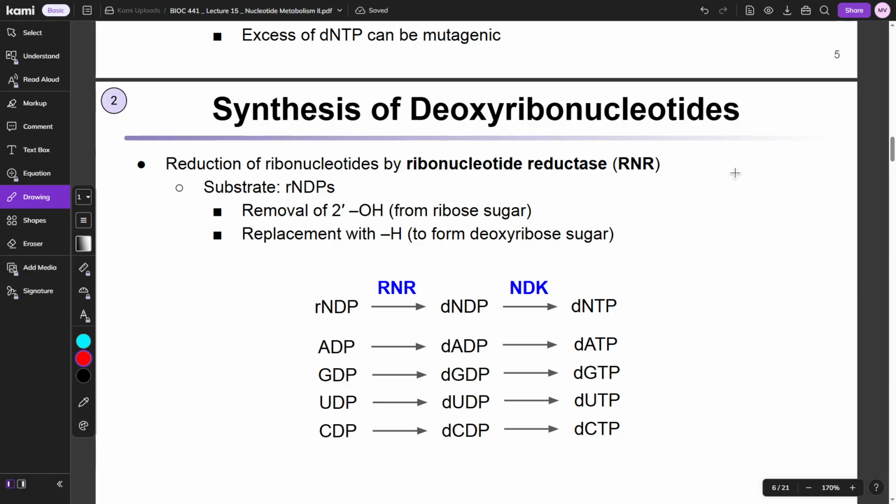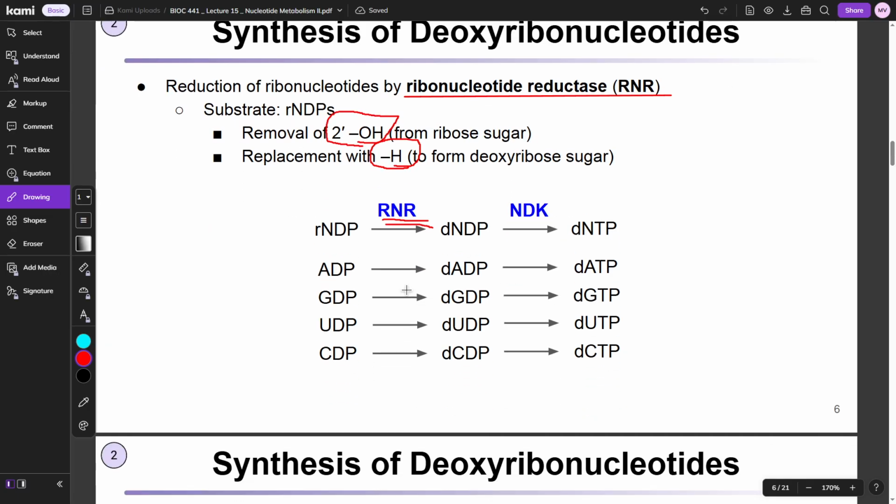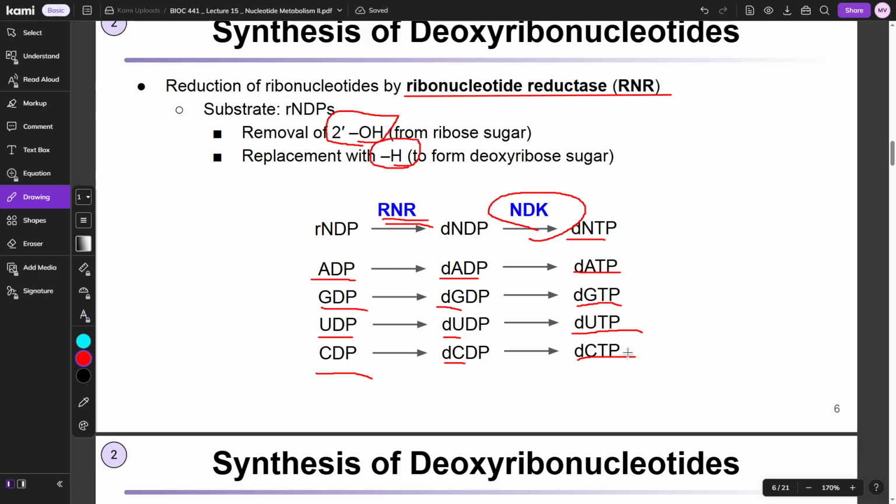Here is a little thing about how we make these deoxyribonucleotides. There's an enzyme called RNR, ribonucleotide reductase, and what that does is it removes the 2' OH and replaces it with an H. RNR can only act on the DP version, so it can only act on ADP, GDP, UDP, and CDP, and it turns them into the D forms, if you see here. And then after that, you can use NDK to turn them into the triphosphate forms. Remember, if you just want the normal triphosphate forms, you just wouldn't go through RNR. You would just go straight to the NDK.